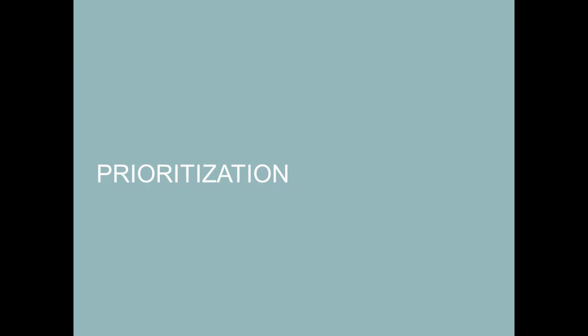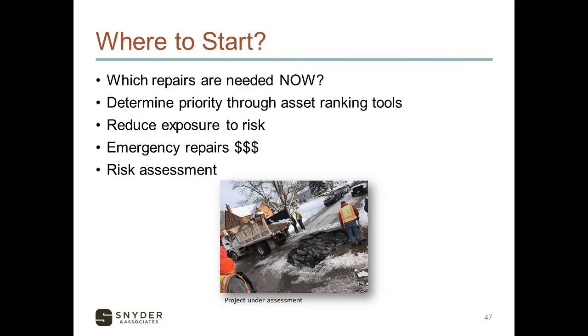Prioritization, last assessment method here. Where do we start? Which repairs are needed now? We're trying to determine priority through ranking tools. And I talked about this a while ago. What are we trying to do here? We're trying to reduce our exposure to risk, reduce the likelihood of an emergency repair being needed, those catastrophic failures that occur from either lack of maintenance or just a regular inspection program.